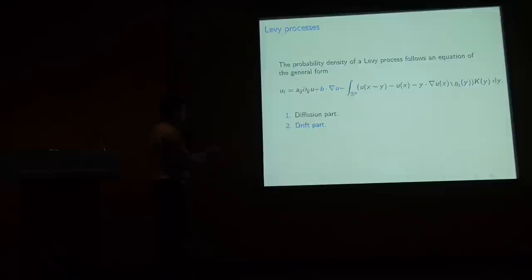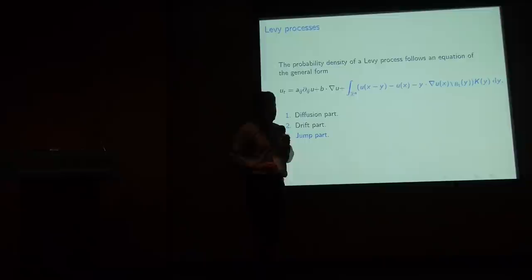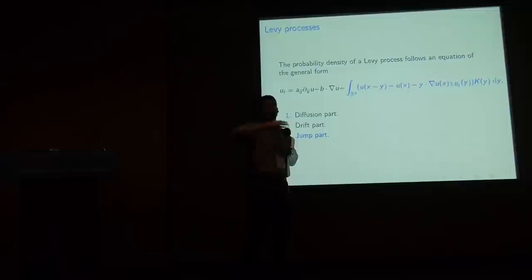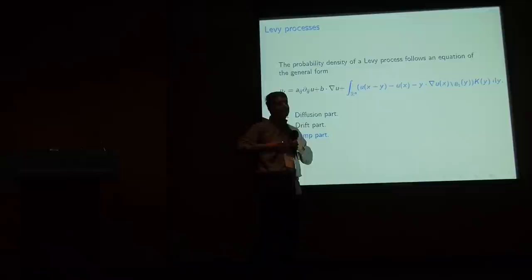So this kernel K represents a frequency of jumps of this stochastic process. The stochastic process is going to be like a diffusion, but from time to time, it takes some jump. It has some discontinuity, when it jumps from x to x plus y, right? So what the kernel K represents is the frequency of jumps from x to x plus y. For the values of y where the kernel is larger, you're going to see those jumps more often than for the values of y where the kernel is smaller.